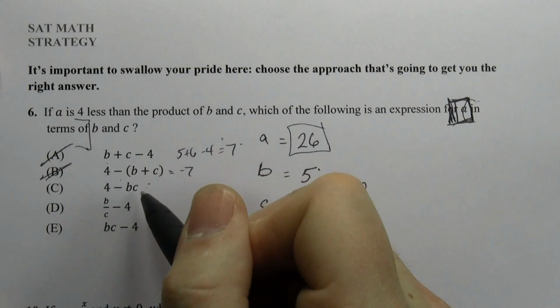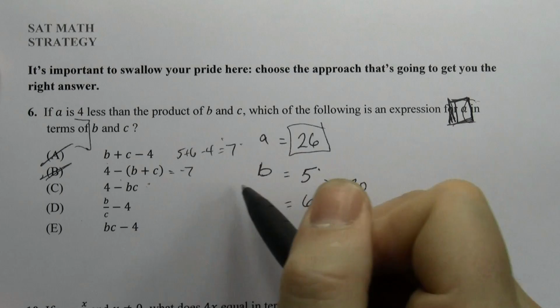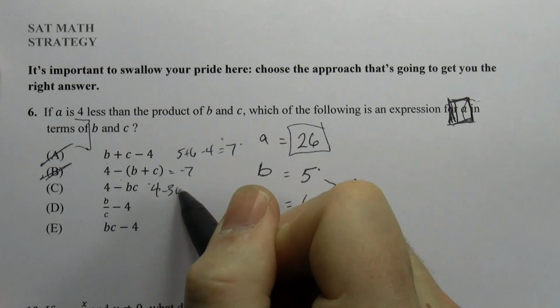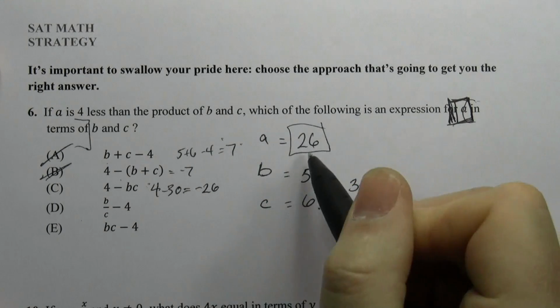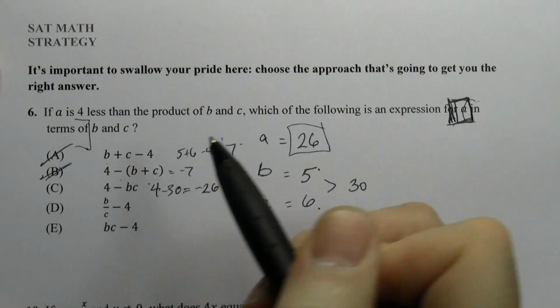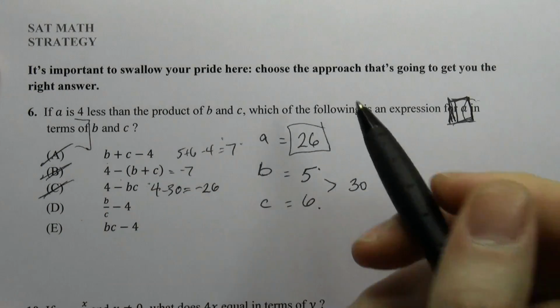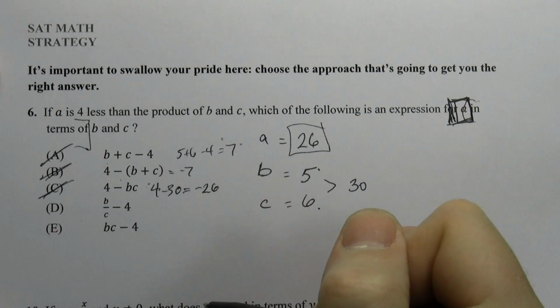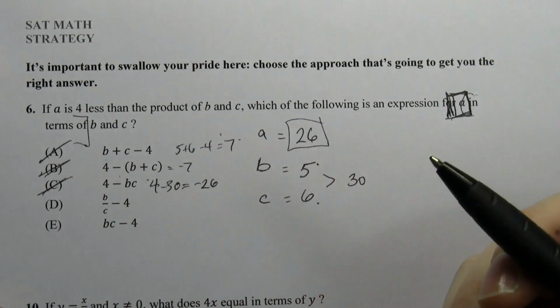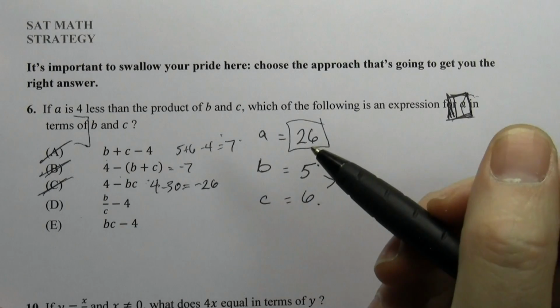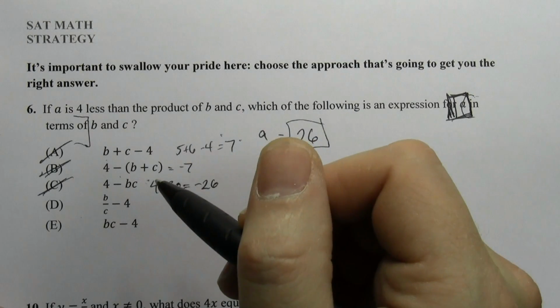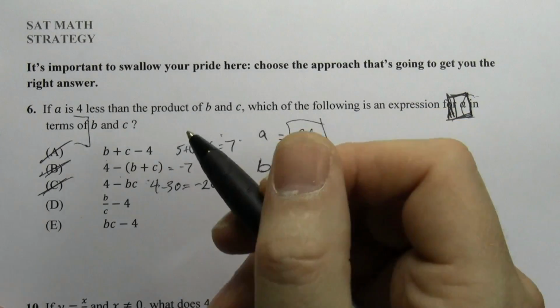4 minus B times C, so it's 4 minus 30, that's negative 26, which is pretty darn close to what we got, and we can see why they gave us that option. But it's not the right answer. Obviously, it's negative 26, and we're looking for positive 26. B over C, that is going to be 5 sixths minus 4. That's going to be negative 3 and 1/6.